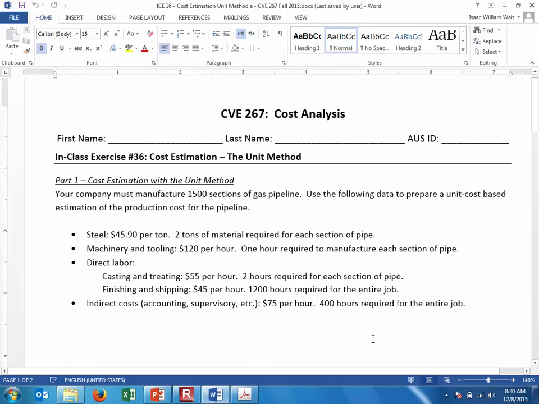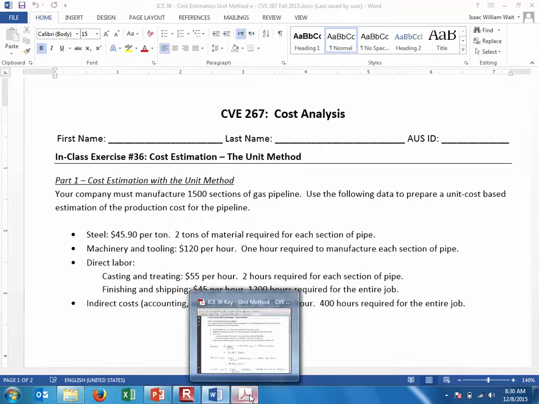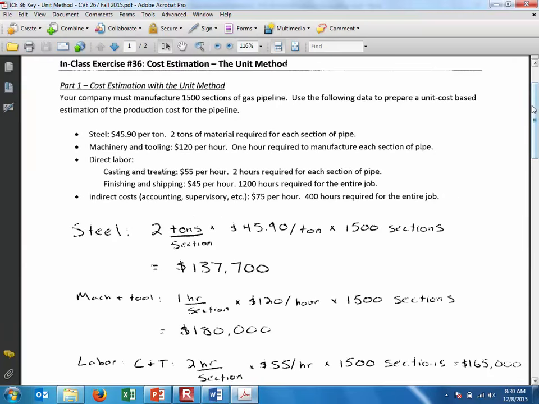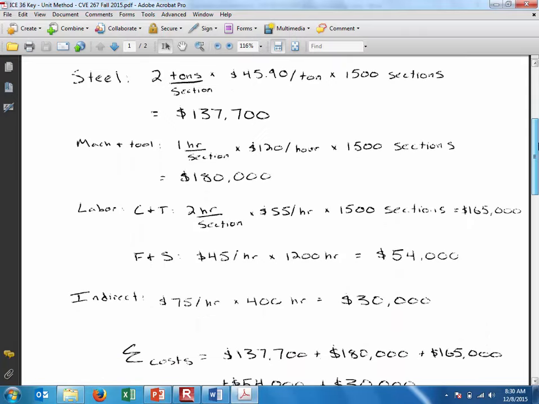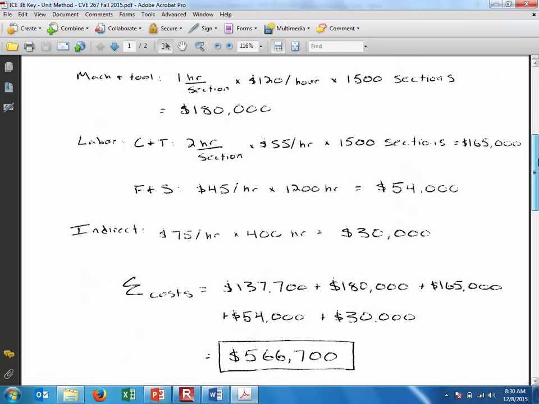So we're trying to find the total cost based on our knowledge of the pricing data and what our production costs will be. So it's just going to be the sum of all the components. We know that the steel, for example, is going to cost $137,000. The machinery and tooling, $180,000, and so on. So if we add together all of the costs, $566,700.